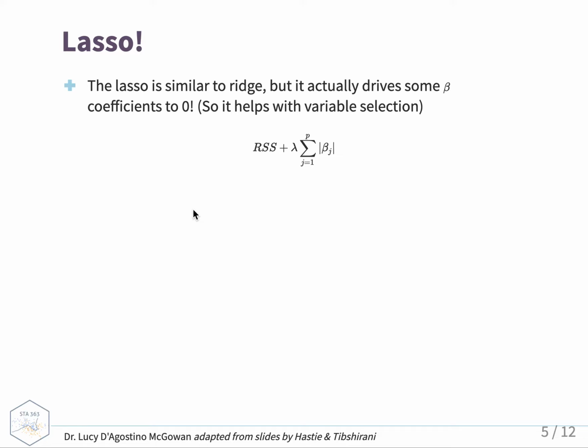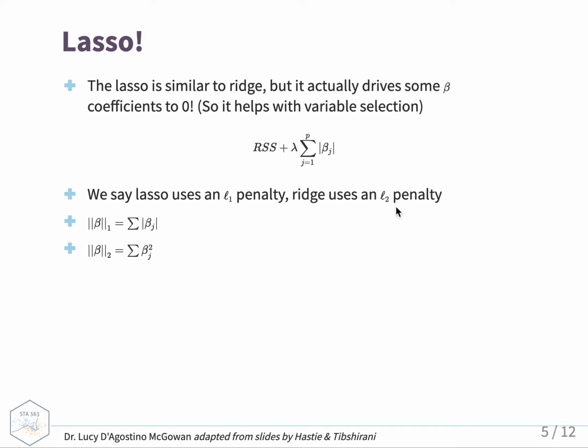So this is the penalty for lasso. We're still minimizing our residual sum of squares, but now we're adding this lambda term times the absolute value of beta j. And so we say that lasso uses what we call an L1 penalty, and ridge uses an L2 penalty. That's because this is like an L1 norm and L2 norm. This is kind of how we can write those. So the penalty, the sum of the absolute value of beta, is going to be equal to this L1 penalty, and the sum of beta squared, that's going to be equal to this L2 penalty.